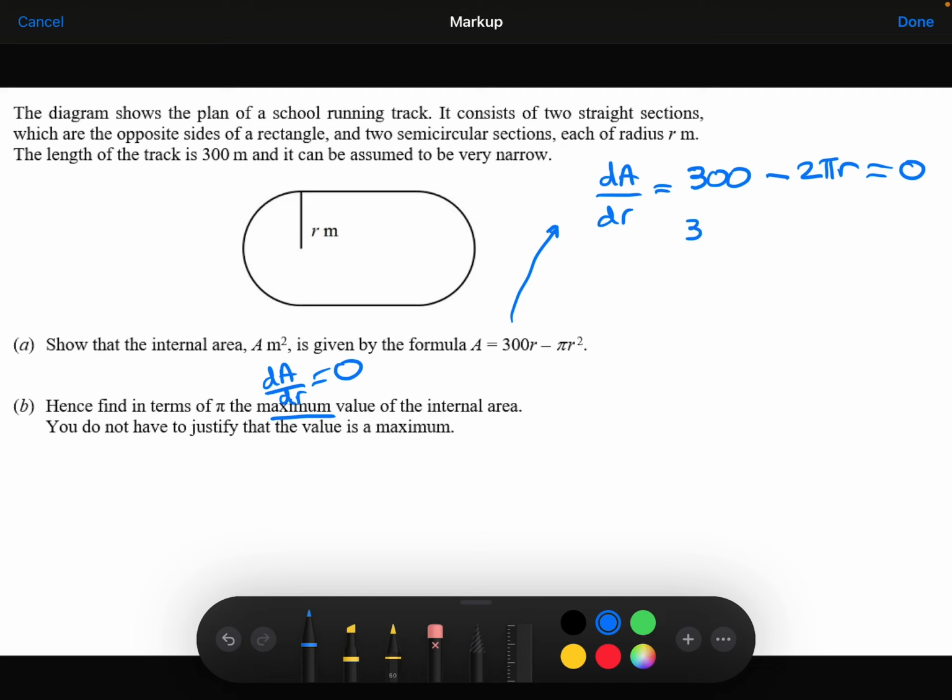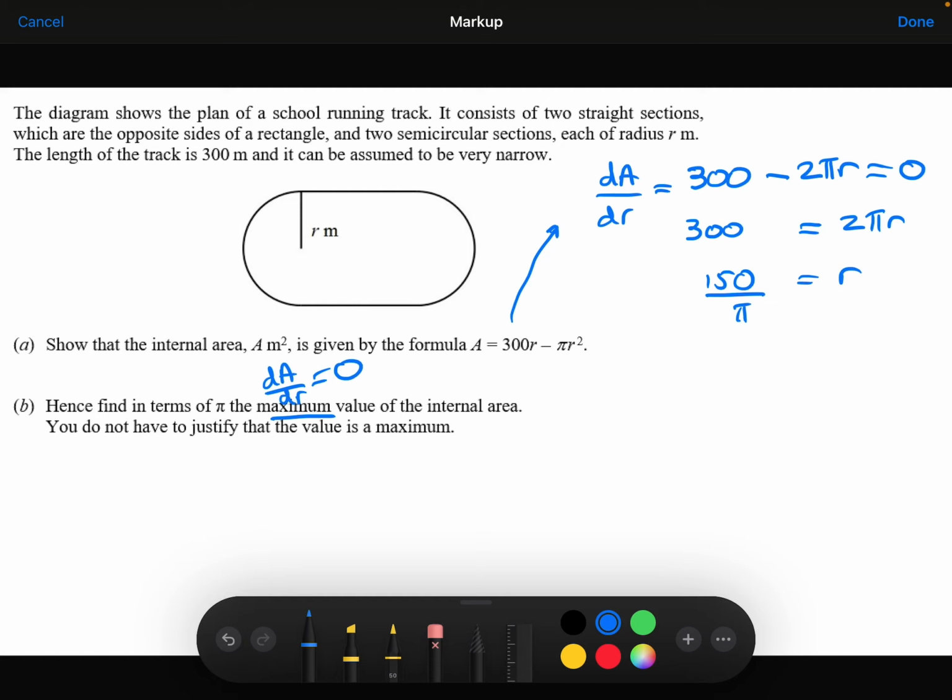I'm then going to rearrange this to work out what r would be in that case. So I'm going to add the 2 pi r to both sides. I'll divide both sides by the 2 pi, which I can simplify a little bit because the 300 divided by the 2 is 150. So when the radius of this running track is 150 over pi, we will get a maximum value.